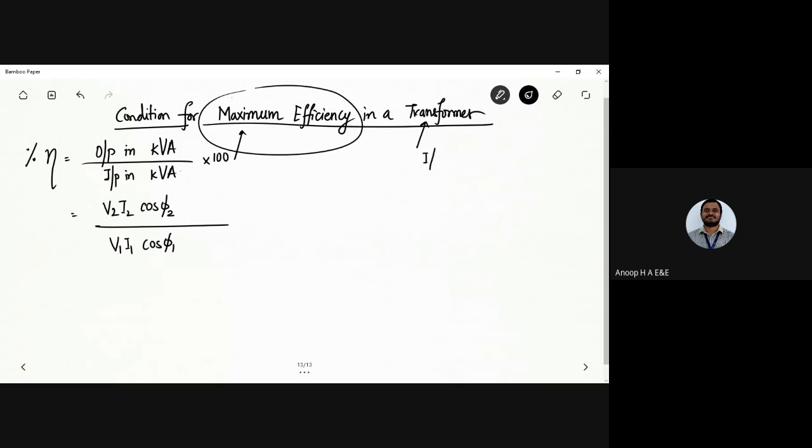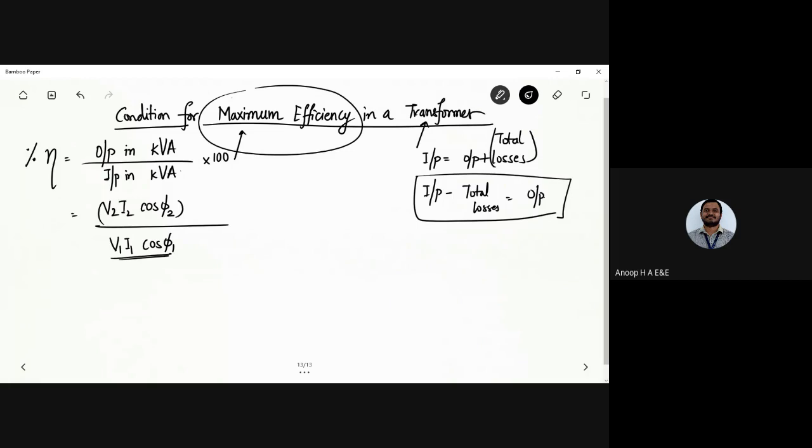Now in case I want to write input, that would be equal to output plus total losses that are there. Let me write it here, which is total losses that are there. Now if I want to find out what is the output, I can write it in terms of input as input minus total losses. That would be output. So this is the input here. And if I want to write what is the output, that is input minus total losses. So this is the input. I can write it the other way also.